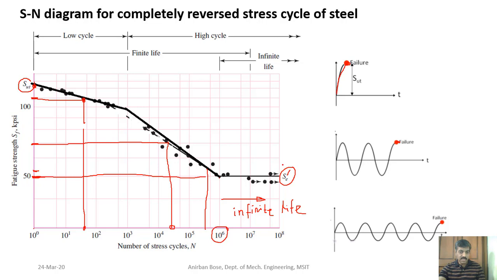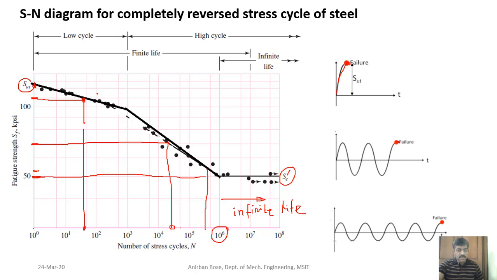But this endurance limit is the uncorrected endurance limit, and that's why this prime symbol is given. We'll come to the next slide probably, and see how to correct this endurance limit and find out the modified endurance limit. Anyway, so we get a stress level. If you put the stress below that, then its life will be infinite. But if the stress is above it, then we can find out the fatigue strength corresponding to a particular life. So this is how we can interpret the results.